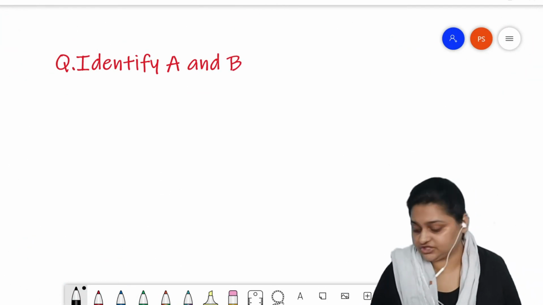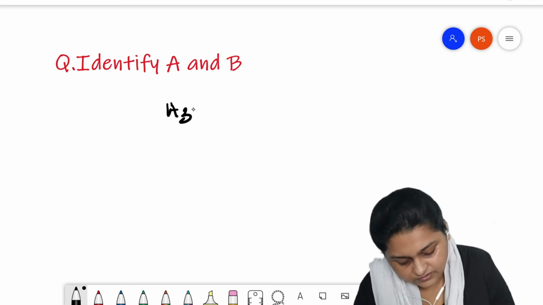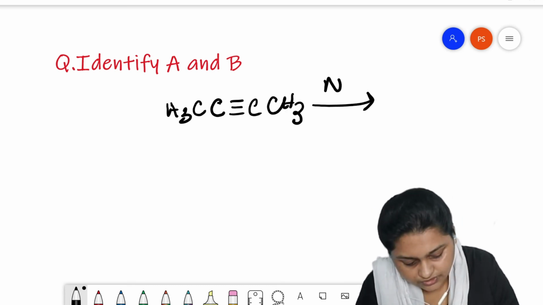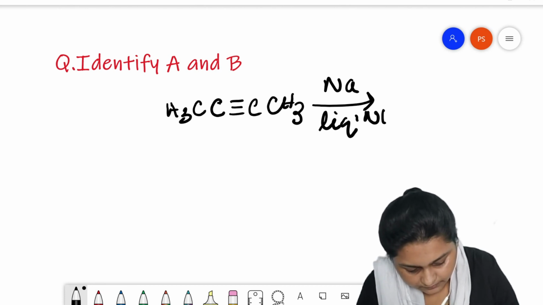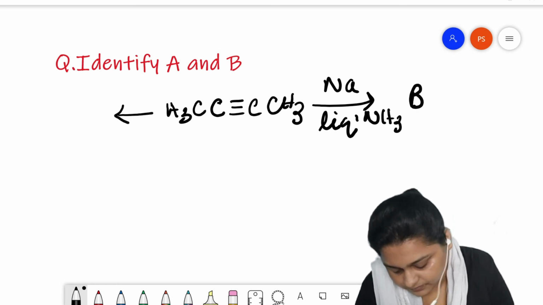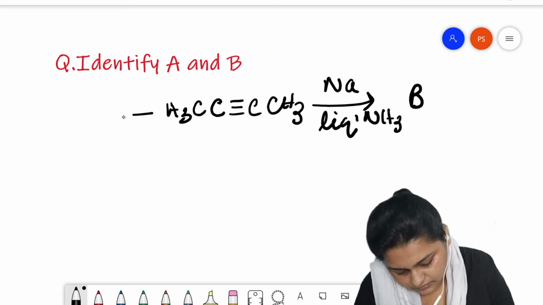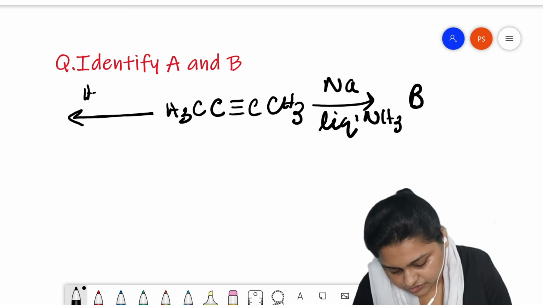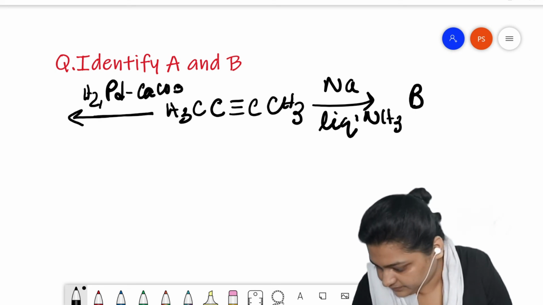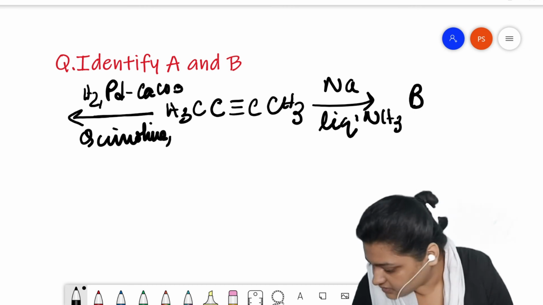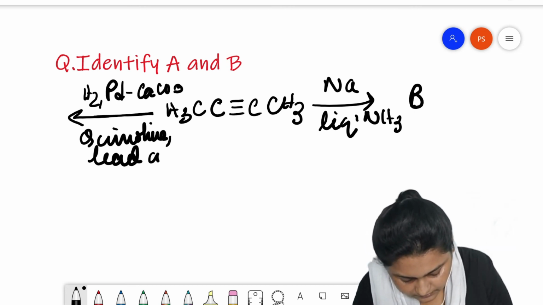Identify A and B. The reaction is CH3C triple bond CCH3 with sodium in liquid ammonia giving A, and with H2 over palladium, CaCO3, quinoline, lead acetate giving B. This is known as Lindlar catalyst.